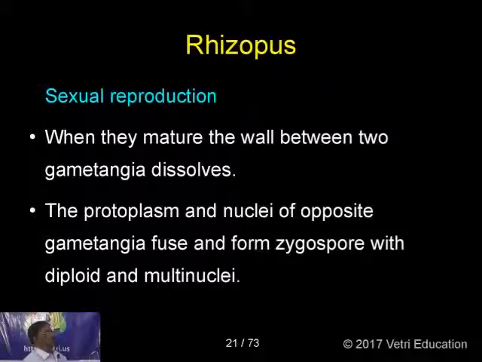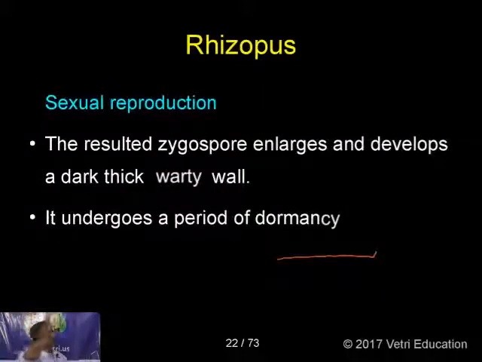And then when they mature, the wall between these two gametangia dissolves, and the protoplast and nuclei of opposite gametangia fuse and form the zygospore. When two haploid nuclei are fused together, a diploid multinucleate zygospore is formed. The resultant zygospore enlarges and develops a dark, thick, warty wall. At that time you can see that it becomes black in color. It undergoes a period of dormancy, that is a period of rest.